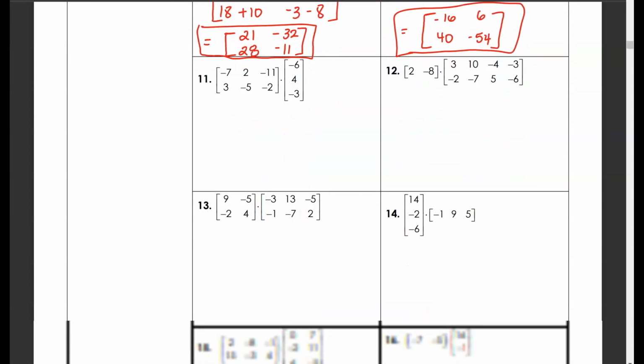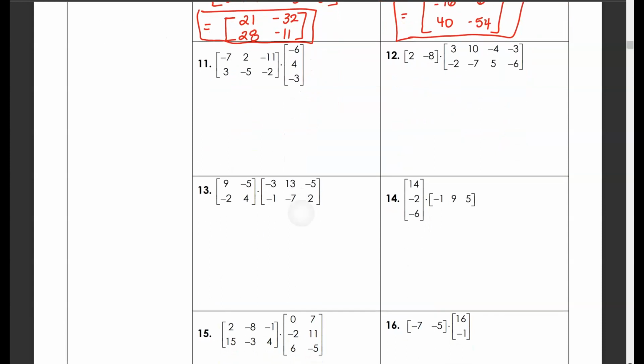So in example number 11 here, let's check that we can do the multiplication. So this is a 2 by 3, and this is a 3 by 1. So it does definitely check out because those match. This means that our result should be a 2 by 1. So in this case, we're getting a smaller matrix. So let's do the multiplication here.